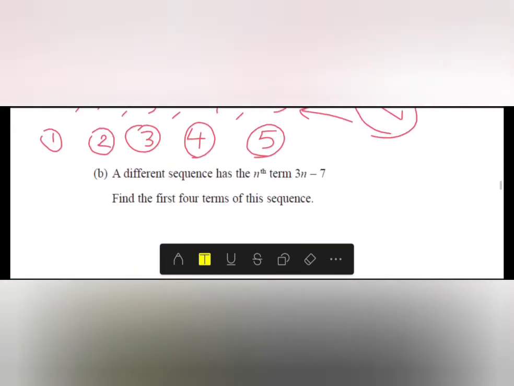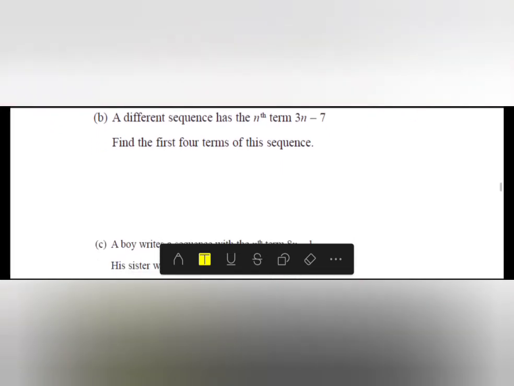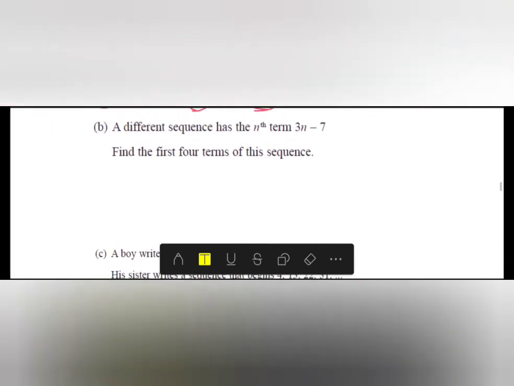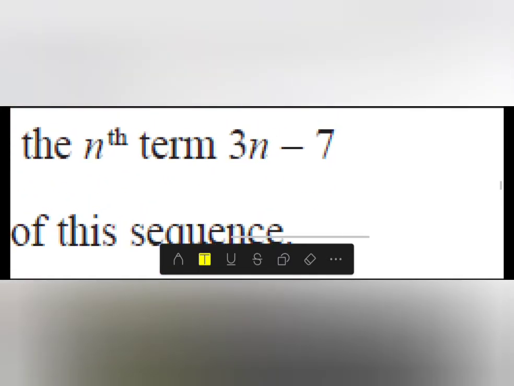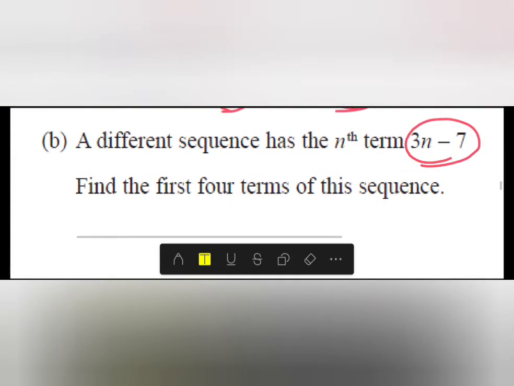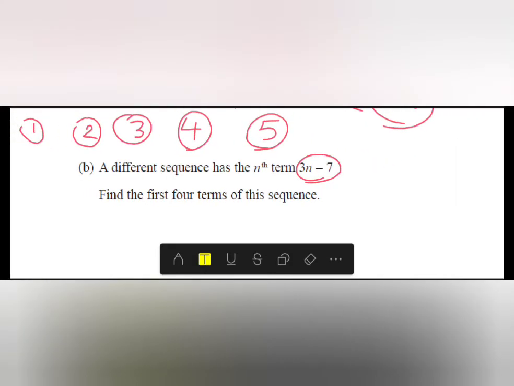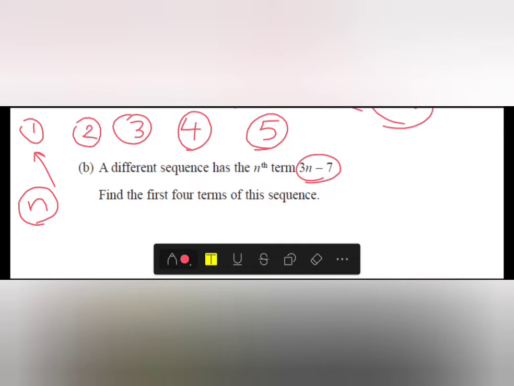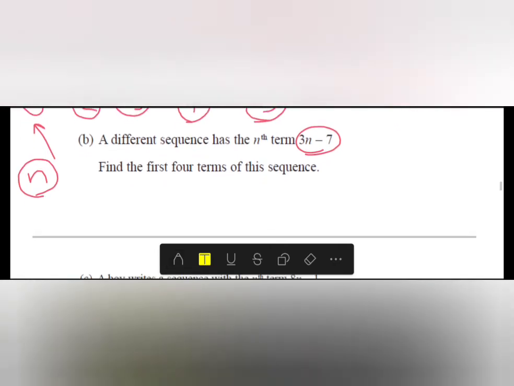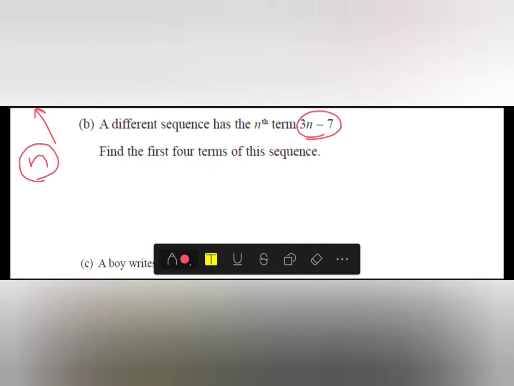Question B. A different sequence has the nth term 3n minus 7. So here we know the nth term, which is 3n minus 7. So we're going to use it to find the terms of a sequence. Now the question says find the first 4 terms of the sequence. Now as we said, these are the order of the terms. This is the first one. And the order of the term is what? Is n. Very good. So if we take the number and put it instead of n here, we will end up with the term. So we will find the first 4 terms here using this nth term.